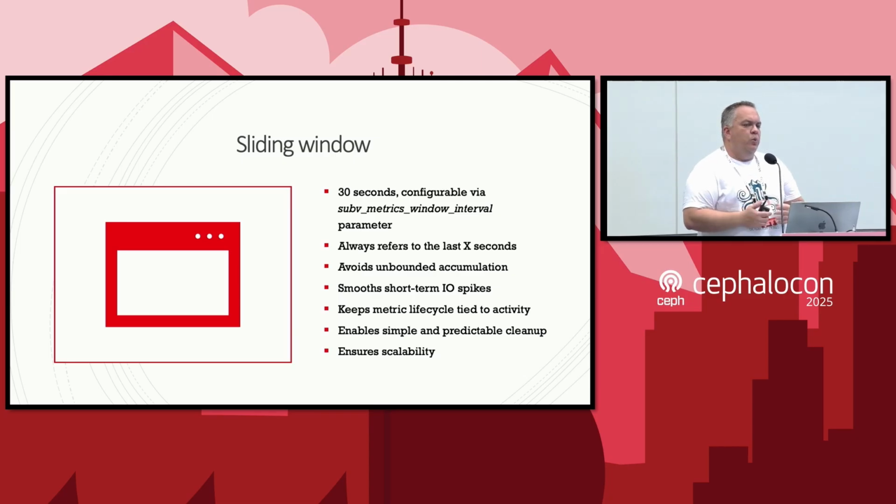So why was this decision made? First of all, to limit memory usage for scalability. The second one is to smooth short-term I/O spikes, right? Because you can say that we don't want to see very raw data, right? We don't want to see trends in the metrics. So this was the reason. And predictable cleanup, of course. This is the most obvious thing here.